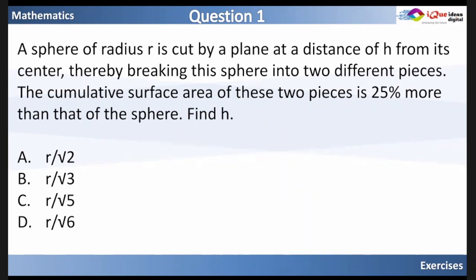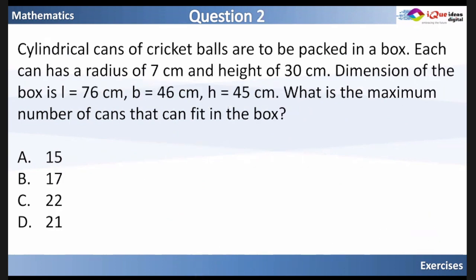Like the next one, look at the question. It's actually a very, very simple question and very conceptual. Formula wise, there's nothing great in this, but if you understand the concept and how to crack it, then you will get it. So it says cylindrical cans of cricket balls, so basically cylinders, are to be packed in a box. Each can has a radius of 7 centimeters and a height of 30 centimeters. Now the dimension of the box itself is length 76, breadth 46 and height 45 centimeters. What is the maximum number of cans that can fit in the box?